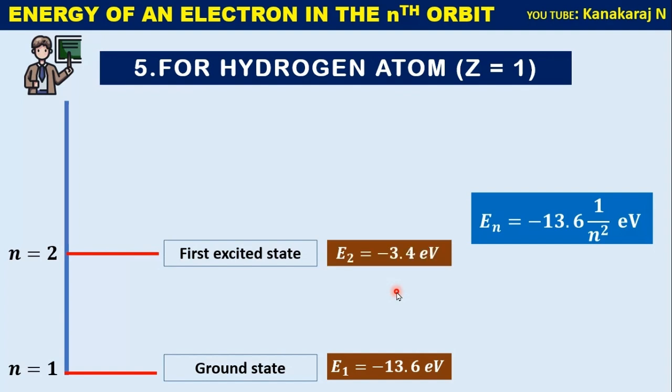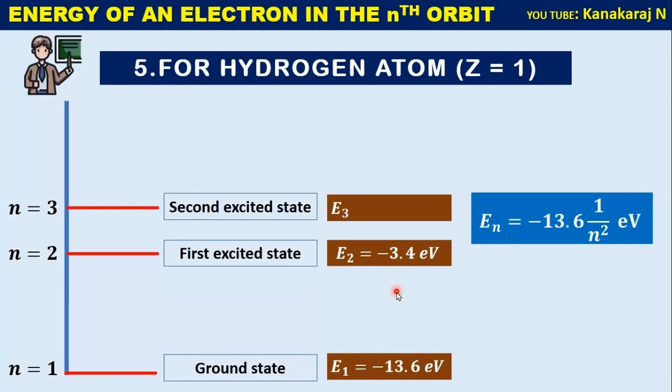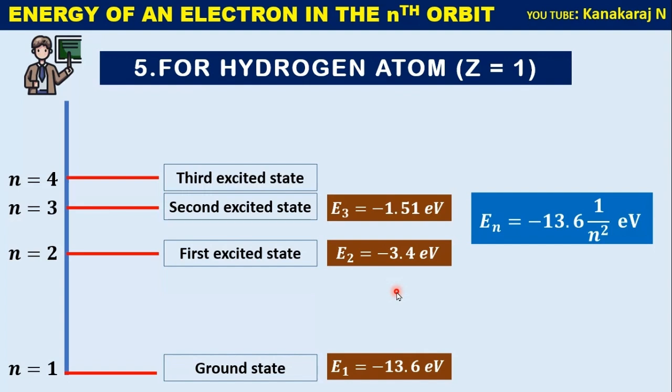When N equals 3, it represents the third orbit. It is the second excited state. The energy is E3 equals minus 1.51 electron volt. And the fourth orbit is called the third excited state. The energy in the fourth orbit is E4 equals minus 0.85 electron volt. Similarly, for N equals 5.